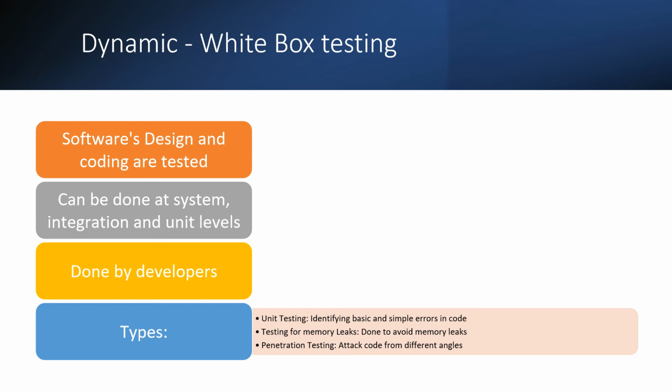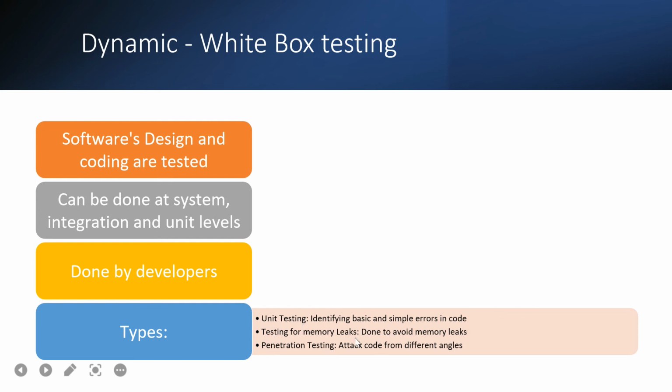Integration, you know, right? We have module 1 and module 2. Integrating those two and checking that code can also be done. A single piece of code can also be tested, and that is called unit level. Developers will be doing it. Unit testing means identifying basic and simple errors in a piece of code: for this type of input, is the code giving a proper output? That is called unit testing.